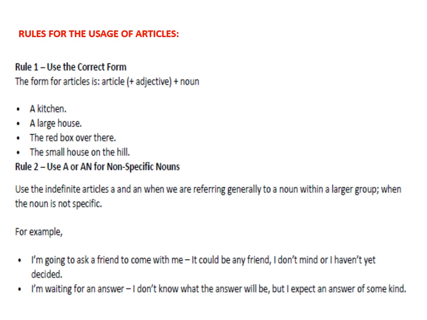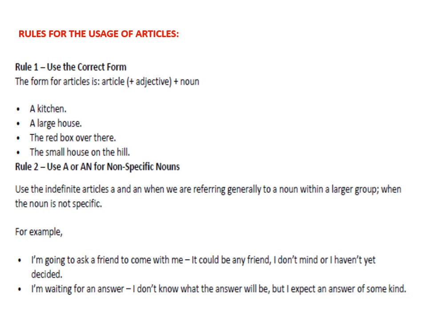Next rule, use a or an for non-specific nouns. Use the indefinite articles a and an when we are referring generally to a noun within a larger group, when the noun is not specific. For example, I am going to ask a friend to come with me. It could be any friend, I don't mind, or I haven't yet decided.